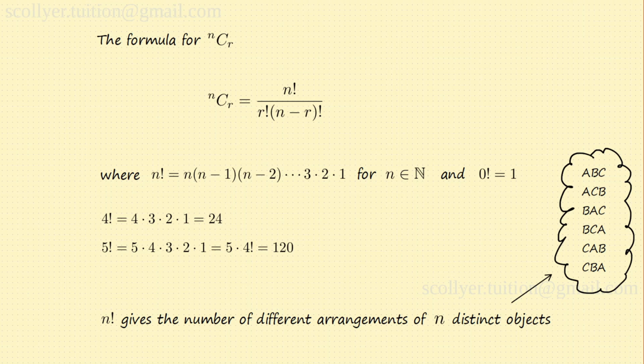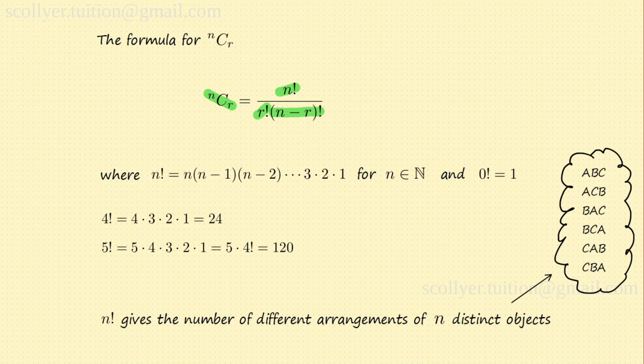Now, of course, we still need the formula for nCr. I'm simply going to present it without proof here, as the derivation is somewhat time-consuming. nCr equals n factorial over r factorial times n minus r factorial. And the definition for n factorial comes in 2 parts.